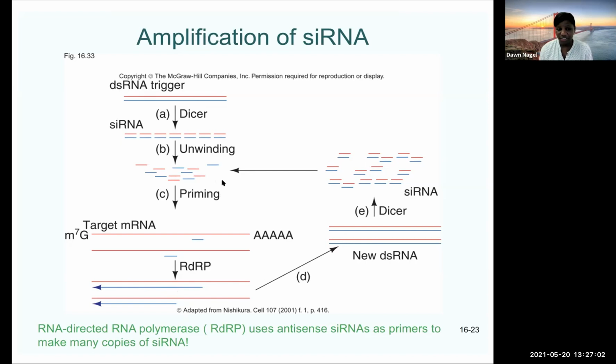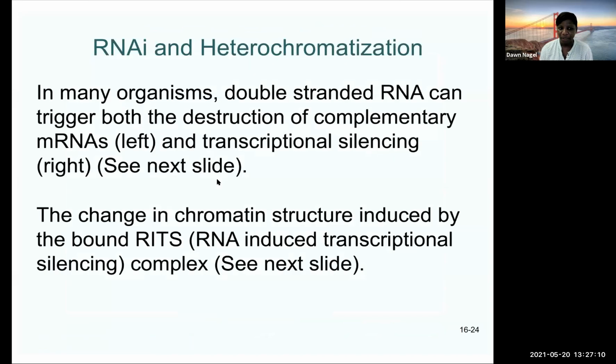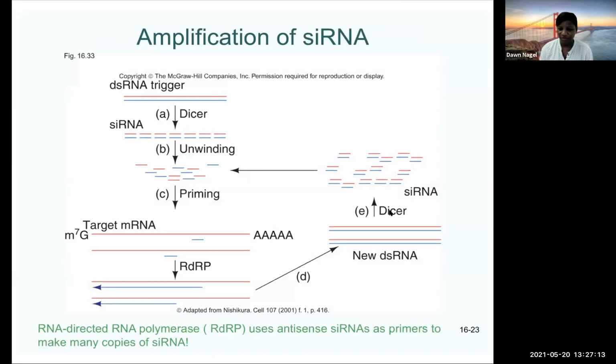Okay, so this is how the cell makes sure that if it's targeting a gene for silencing, that gene remains silenced. And we know that all of these proteins are important because in mutants where you delete or alter the protein in any which way, you affect this RNA pathway using siRNAs.